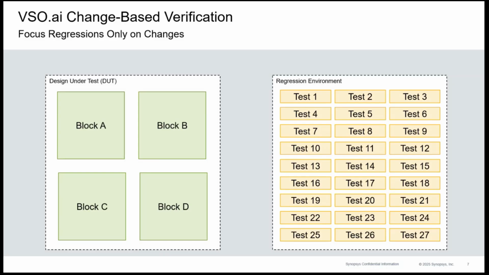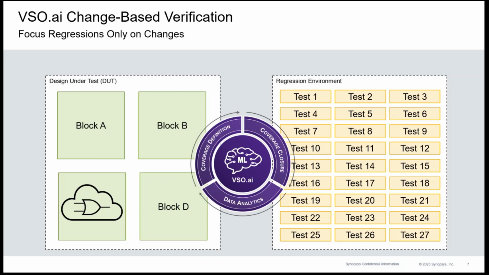Now, let us, for example, consider this design, this DUT that has 4 blocks, and it takes 27 tests in the regression environment to validate this design. Now, for example, an RTL engineer converts an AND block. I don't know why he converted it, but he converted it to an OR block. And he ran the regression, which is based on VSO.ai. And he left to drink his favorite coffee, and he came back. And he would be surprised to find that by the time he came back, his regression run would be finished.